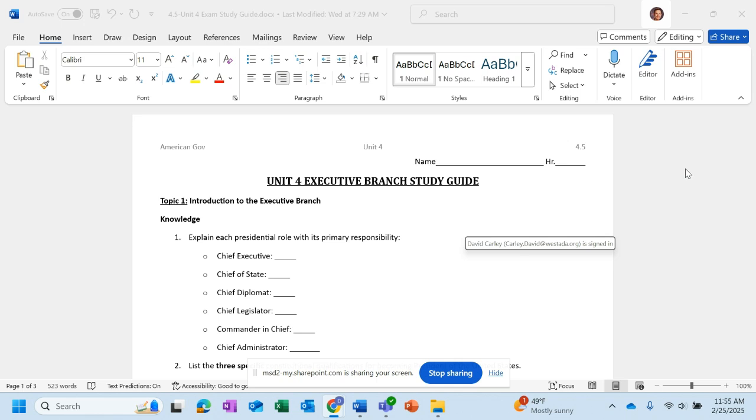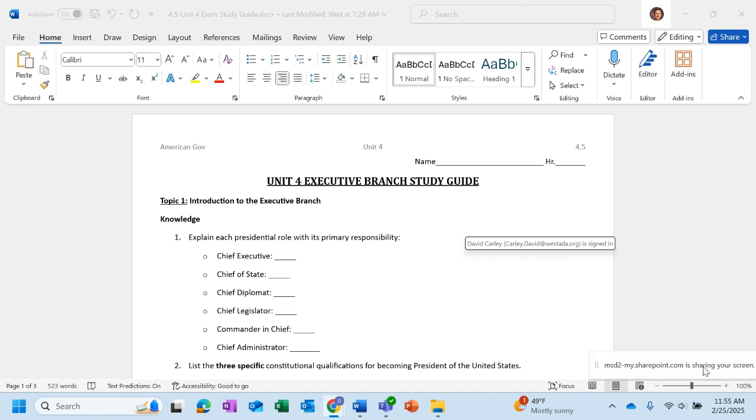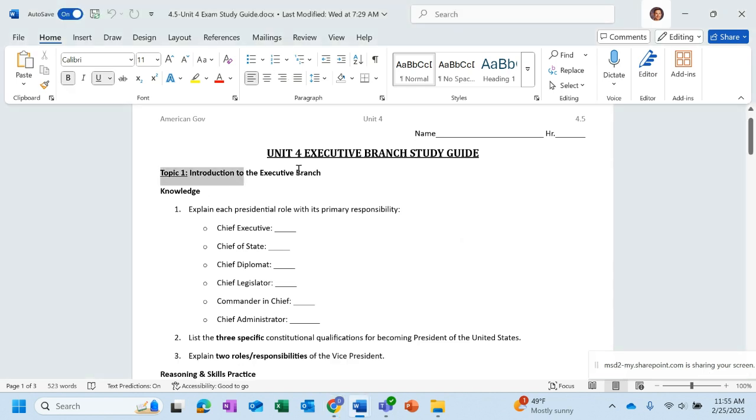This time we're on Unit 4, Executive Branch. So the test is going to have 3 sections as per the usual. You got a retake opportunity on topic 1, which is intro to the executive branch. Please go look at your score. If you got a good score on that, then you don't have to retake it.